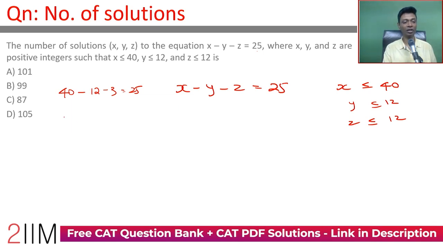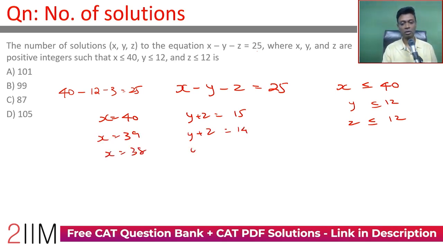And when x is 39, I'm going to go step by step. X equals 40. That means y plus z equals 15. And x is 39, y plus z equals 14. X is 38, y plus z equals 13, and so on. Right? So x is less than or equal to 40, y less than or equal to 12, z less than or equal to 12. How do we simplify this? We can take individual values for x and then find the number of possibilities for y and z.